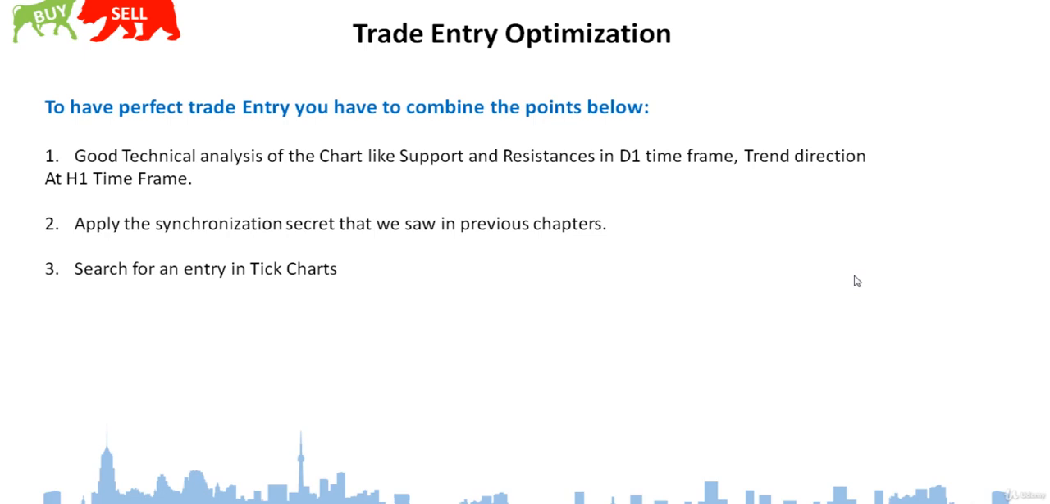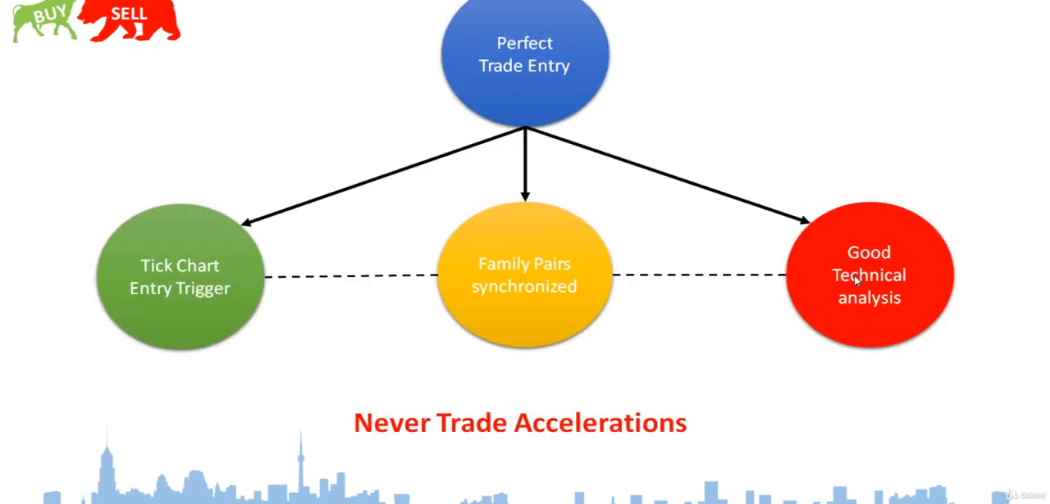Second point, apply the synchronization secret that we saw in previous chapters. The third point is search for an entry in a tick chart, because the tick chart gives good trade entries. It's not depending on the time, but it's depending on the market volatility. So this is an illustration of a perfect trade entry. You have to combine those 3 points for a good entry.